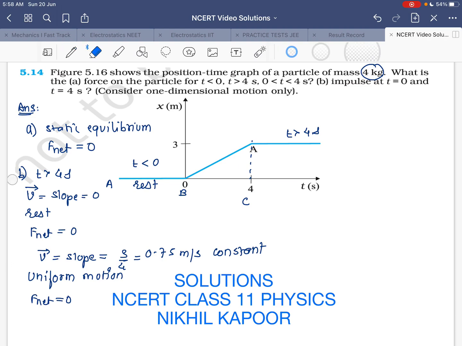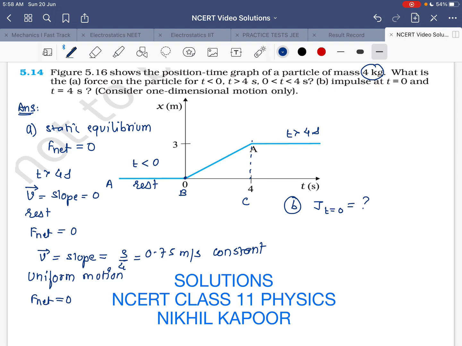Okay, the time intervals are given to us. Now let's see the B part of this question. What is the impulse at t equal to 0? So as you can see, we need to find the impulse at t equal to 0.